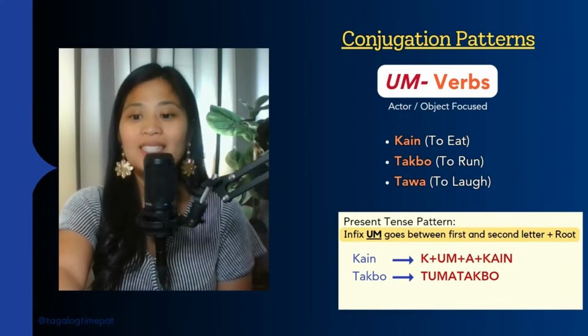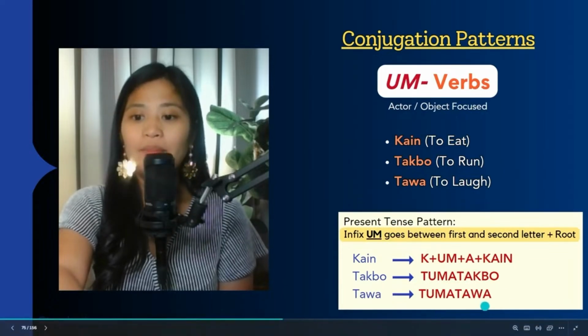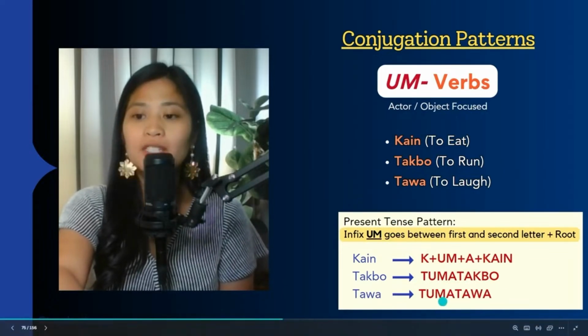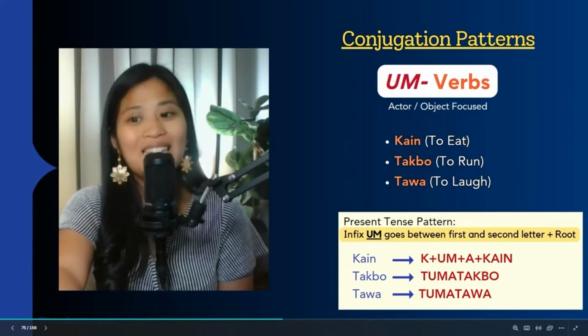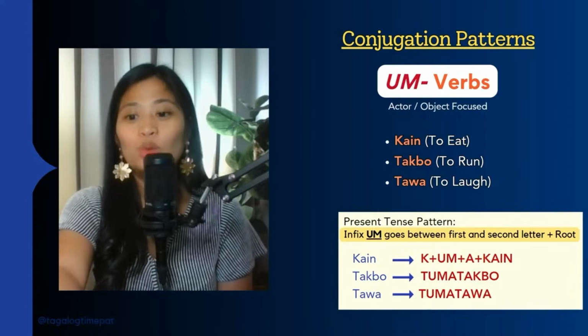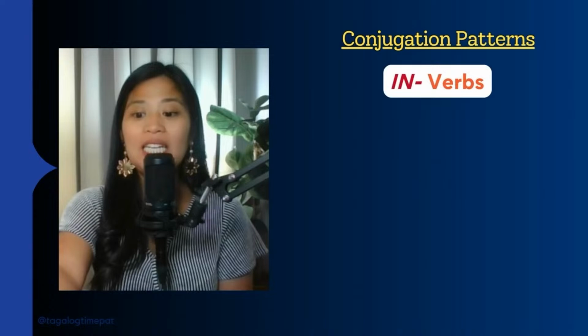In the present tense, tawa, to laugh, will be tumatawa. Um goes between the first and second letter, and then the root goes at the end. Tumatawa sila. They are laughing. Alrighty, now let's move on to in-verbs.